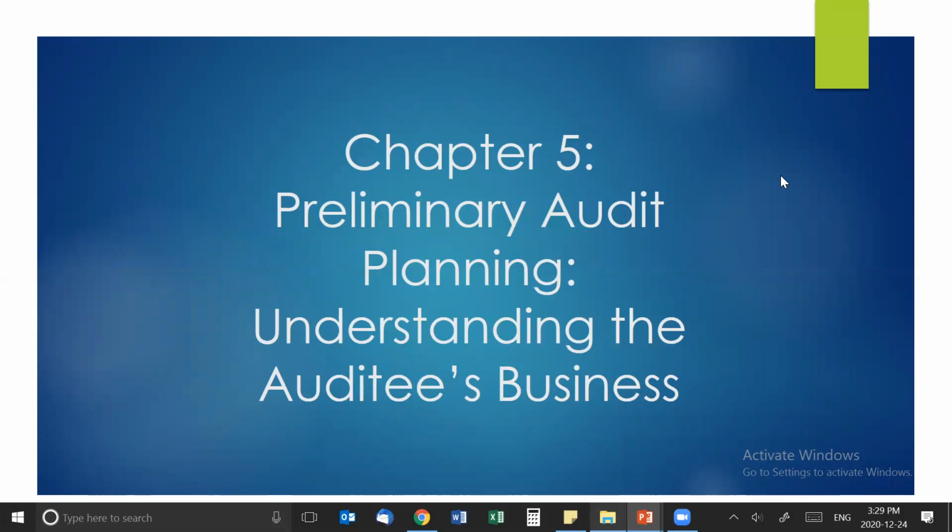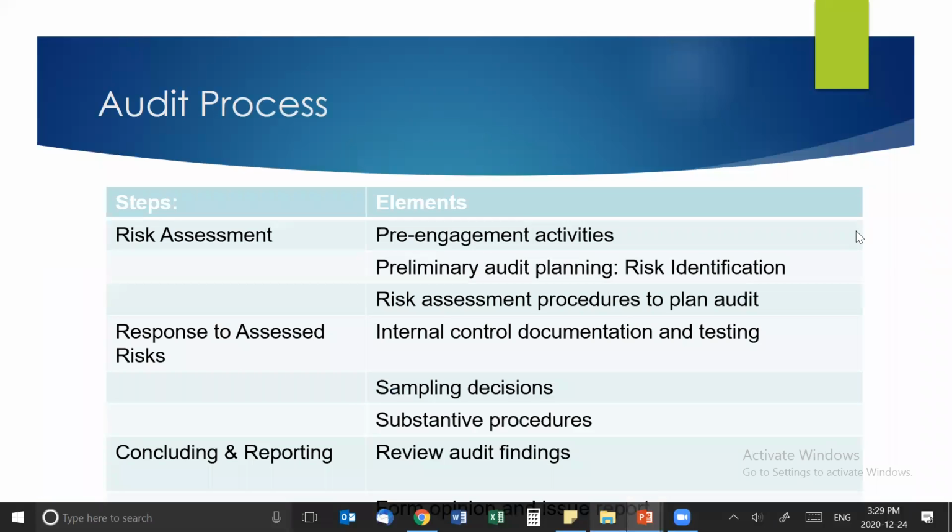Chapter 5 is talking about preliminary audit planning and understanding the auditee's business. So when going through the audit process, the first thing you have to do is pre-engagement activities. This means that before you even accept the audit client, you have to figure out if the audit client is right for you, like if you should be accepting or rejecting the audit client. So that's what a pre-engagement activity is.